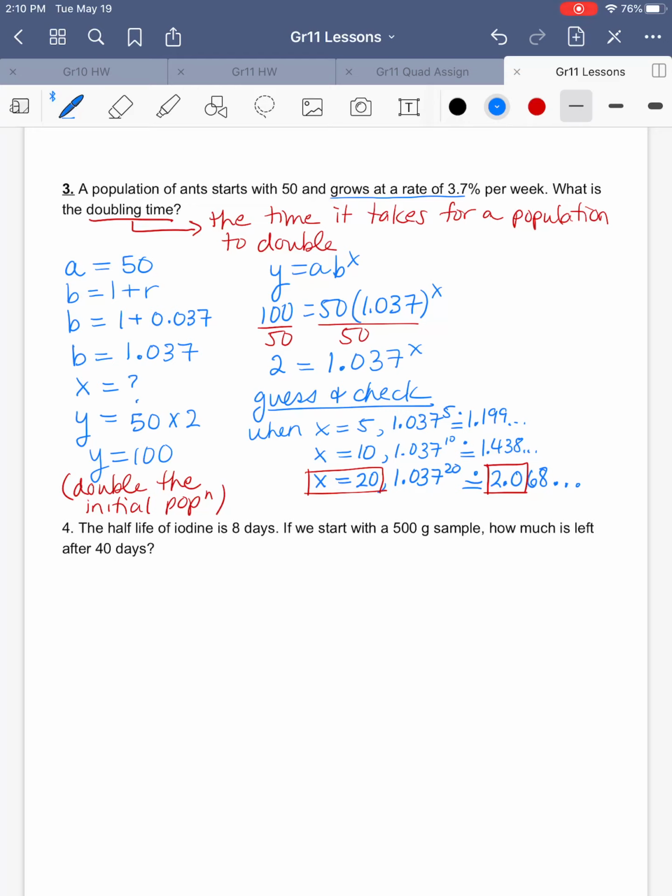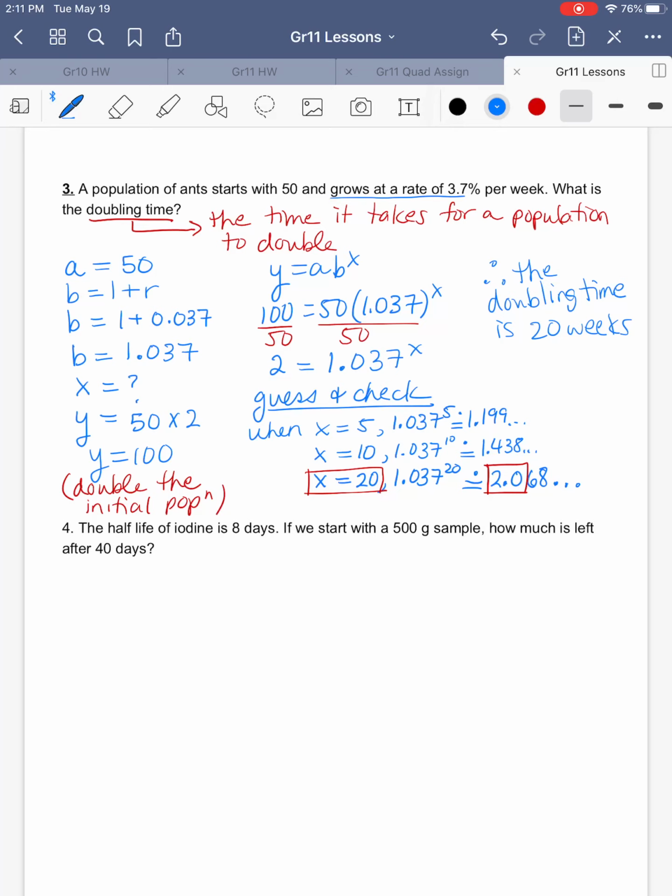So we need to write a summary statement. Therefore, the doubling time is 20 weeks. Okay, and notice how I showed my work at Guess and Check. You need to do that, right? You need to show your work, especially with word problems. If a question's worth more than 1 mark, you need to show me some work.